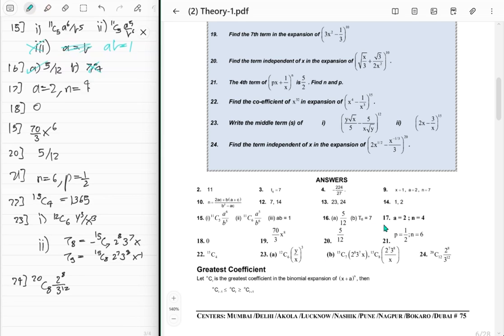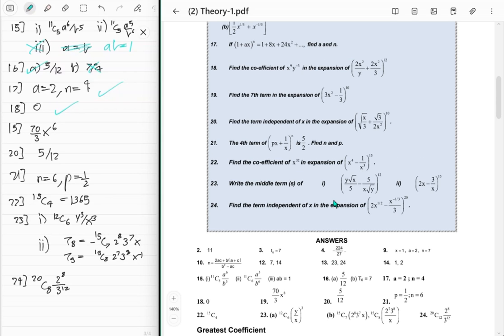17th. So A is equal to 2 and N is equal to 4. That was wrong. Oh, sorry, that was correct. Then 18th is 0. Okay. 19th is 70 upon 3 x power 8. 70 upon 3 I got, but it's x power 8. 19th is find the 7th term in the expansion. Oh yeah, it should be x power 8 because x squared power 4. So why did I write x power 7? x power 6, sorry. I don't know.